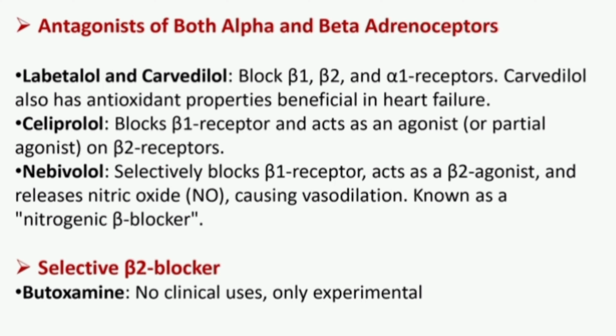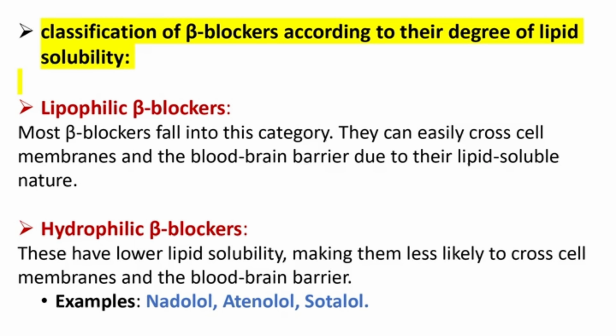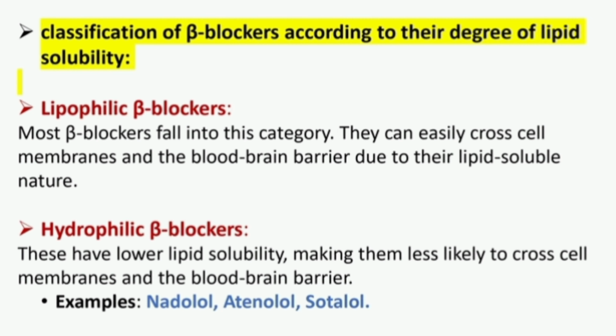Okay. The next classification is according to their degree of lipid solubility. The first one is lipophilic beta blockers. Mostly the beta blockers fall into this category because they can easily cross the cell membranes and the blood-brain barrier due to their lipid soluble nature. So from the heading we can understand lipophilic beta blockers means lipid soluble nature. Hydrophilic beta blockers have lower lipid solubility, making them less likely to cross cell membrane and blood-brain barrier.